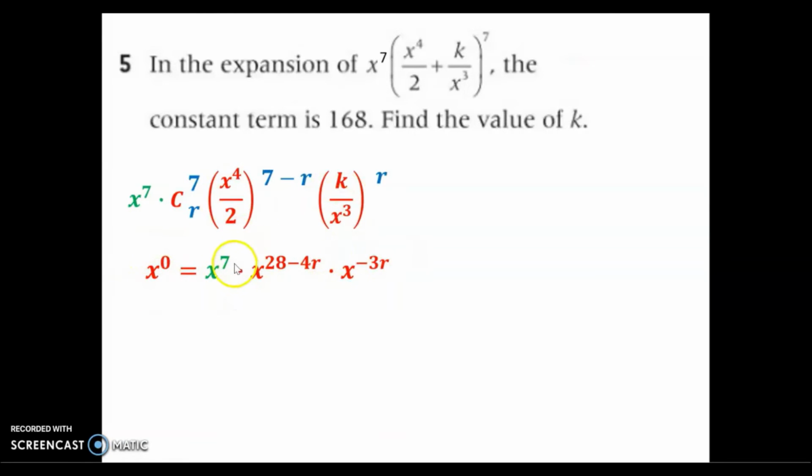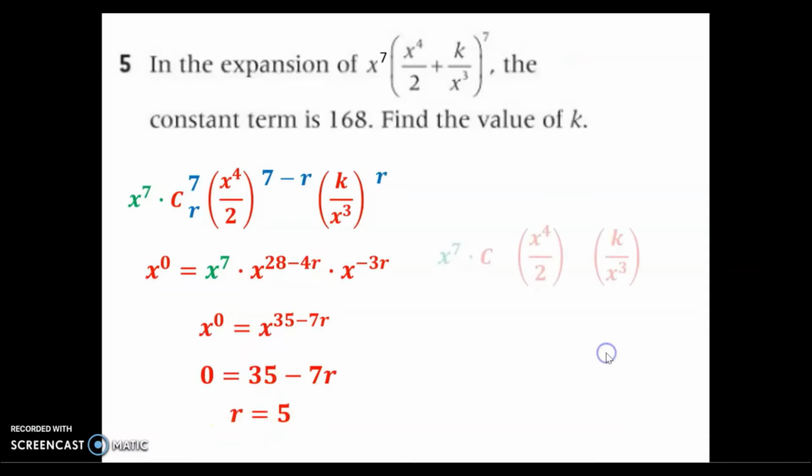So now we're going to combine these exponents using our laws of exponents. We have multiplication, so we're going to add all those. And we have 35 when you add 28 and 7. You have negative 4r, negative 3r is negative 7r. And now make your equation. The exponents must be equal to one another, and that means r is equal to 5.